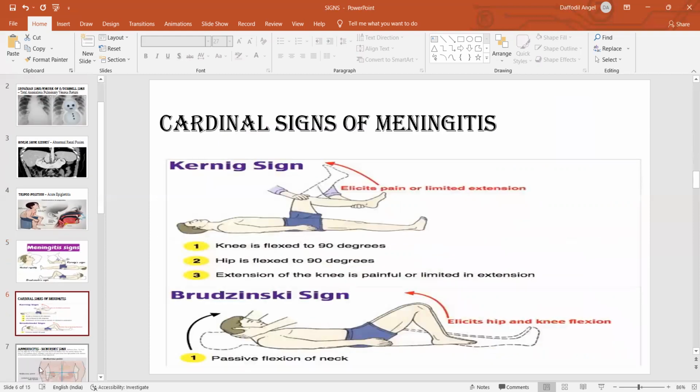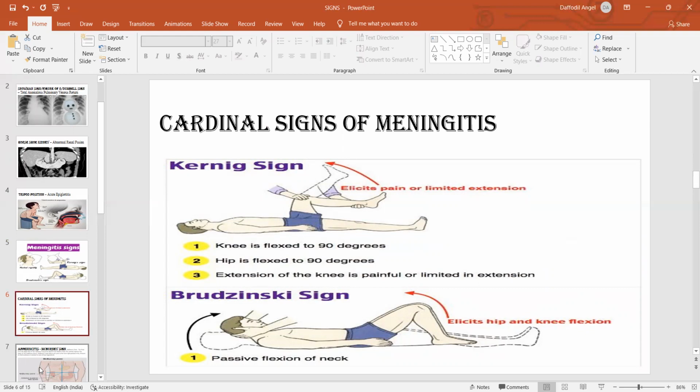Next is Kernig sign. In this assessment, we have to keep the patient in the supine position. Then the knee is flexed to 90 degrees, and again we flex the hip to 90 degrees. Either the patient will experience pain or the patient can't extend the leg. If it is a positive Kernig sign, then it indicates meningitis.